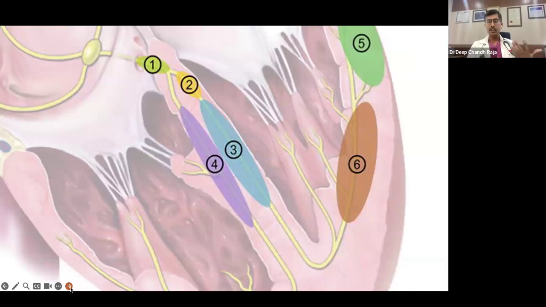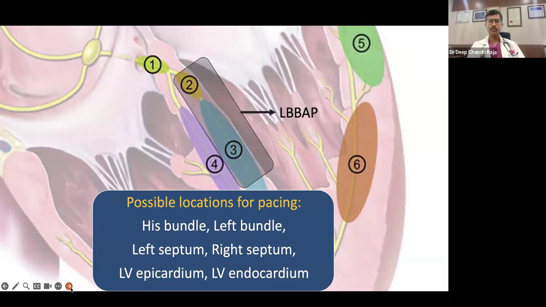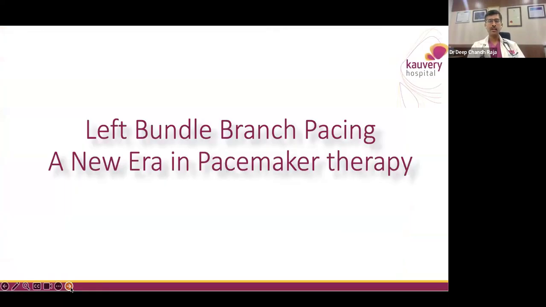At that point of time, we had a wonderful lot of options on our plate of where we could place the lead. Location number 1, the His bundle; location number 2, the proximal left bundle; location number 3, the distal left bundle, which is basically the fascicles of the left bundle. Location number 4 is the routine location that we place, the RV endocardium. And locations 5 and 6 are on the left ventricle side that we use for pacing for cardiac resynchronization therapy. So basically, it is number 2 and number 3, the proximal and the distal left bundle, which we together mention as left bundle branch area pacing. So there we enter a new era in pacemaker therapy, which is left bundle branch pacing. And nowadays, if we say conduction system pacing, unless otherwise specified, we mean left bundle branch pacing.